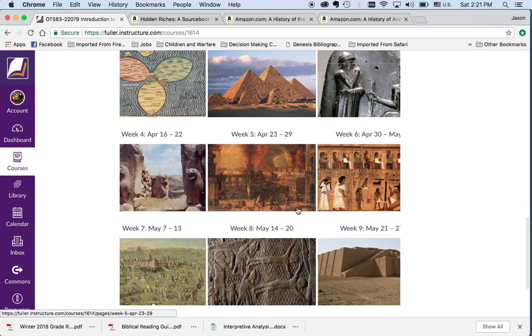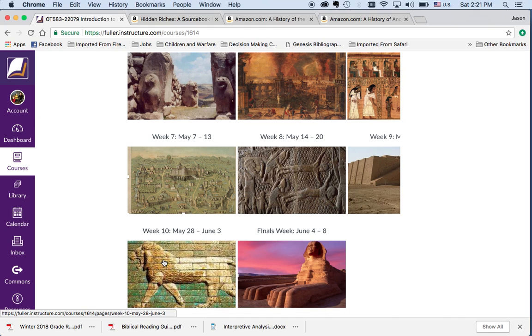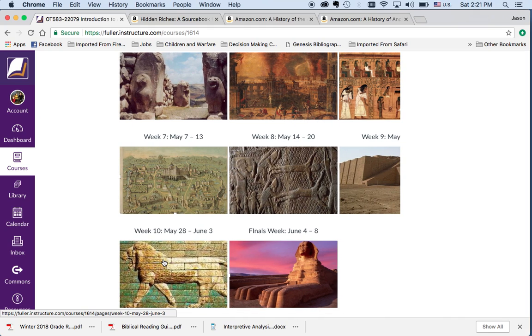And then the bulk of the course comprises weeks 6 through 10, and this focuses on the 1st millennium in the ancient Near East. And the reason the bulk of the course is dedicated to the 1st millennium is that this is the period that covers the history of ancient Israel, and this is the period in which the Old Testament was written. And so my goal is to spend most of the time focused on the actual context of ancient Israel and the First Testament.